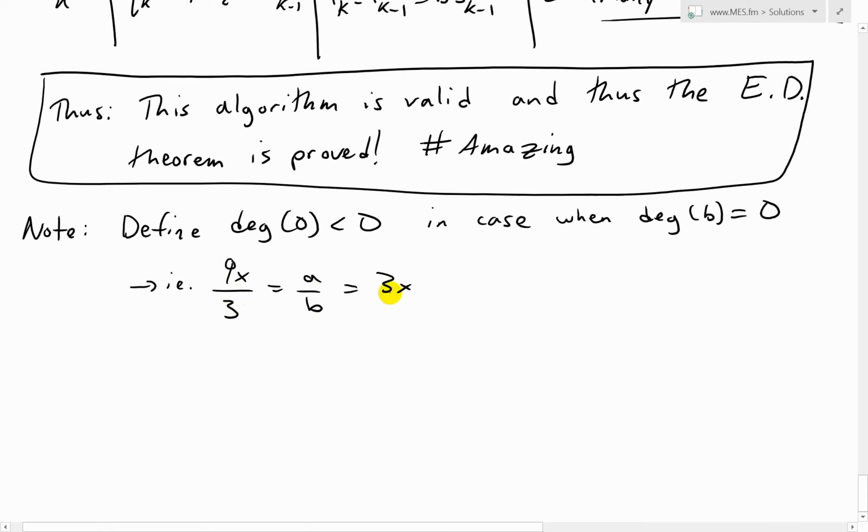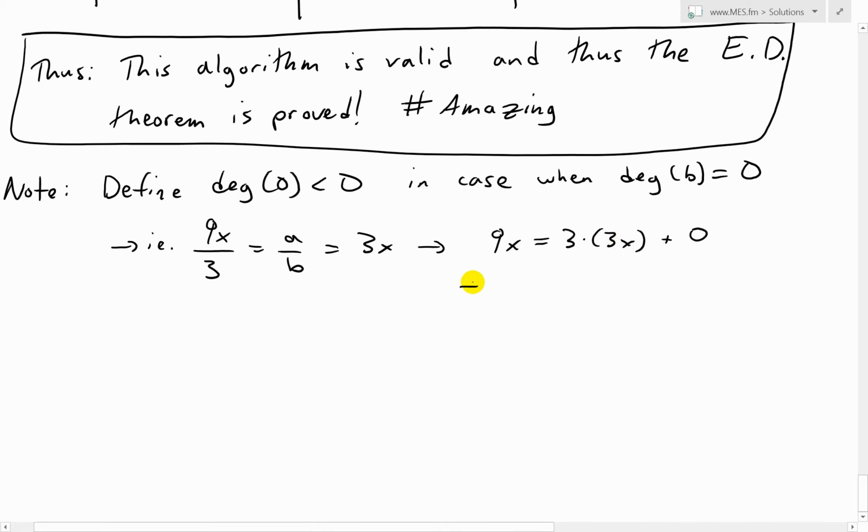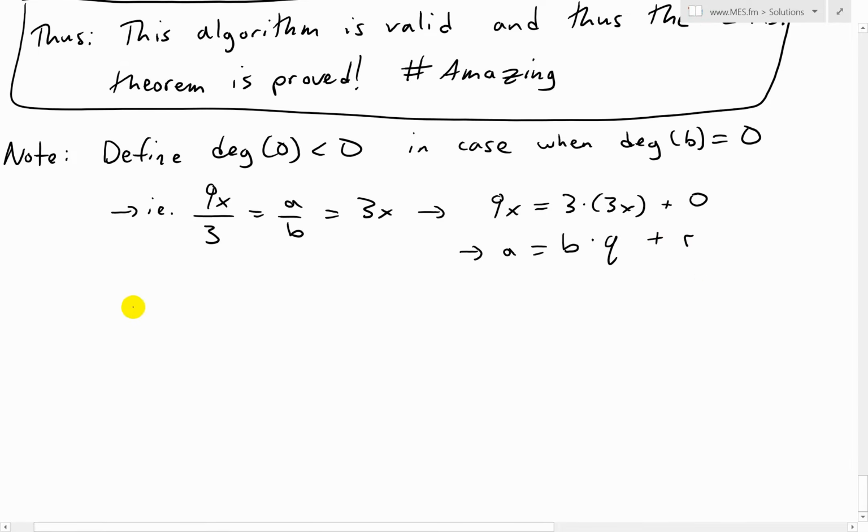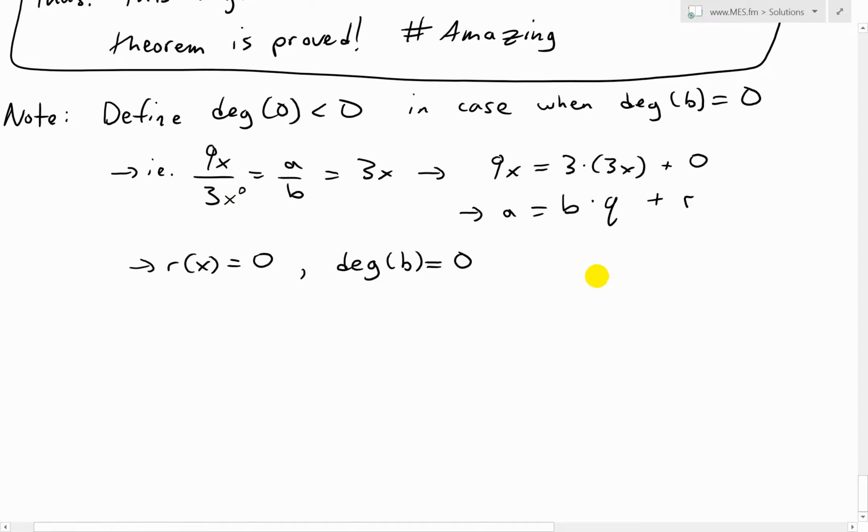Now if you multiply both sides by 3, what we end up getting is 9x equals 3 times 3x, and then we'll have a remainder plus 0. So then we have A equals B, the divisor, times Q, the quotient, plus R here. So then R is equal to 0. So we have R of X equals 0, and the degree of B is equal to 0 right here, because that's just degree of x to the 0. That's just 3. It's just a constant.